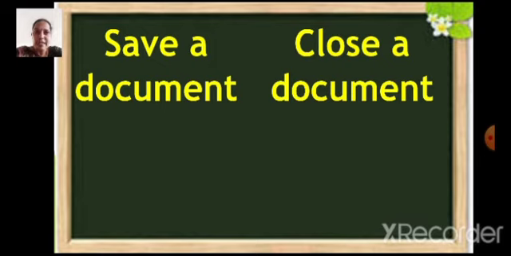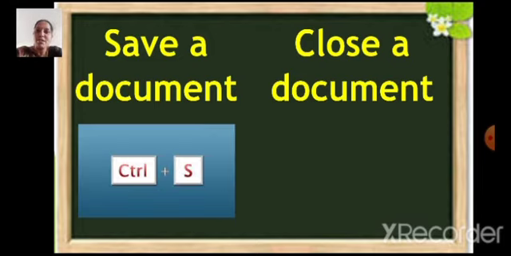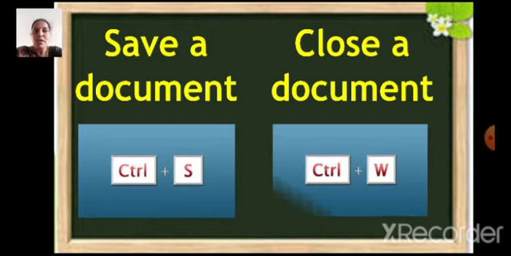Along with this File tab, children, we have shortcut keys to save our work and to close our document. To save a document, we have a shortcut key, Control and S letter key. Control S for save. To close the document, you have a shortcut key, Control W. Control W. You can use these shortcut keys to save your document and to close your document.